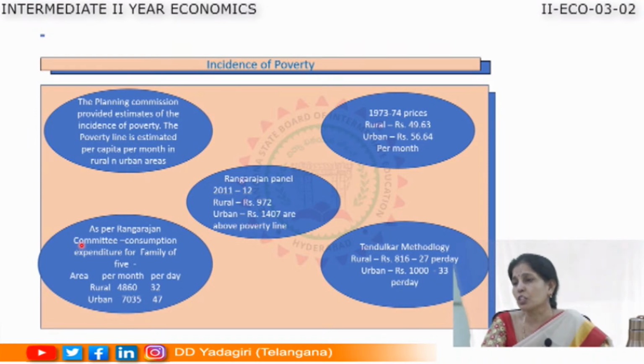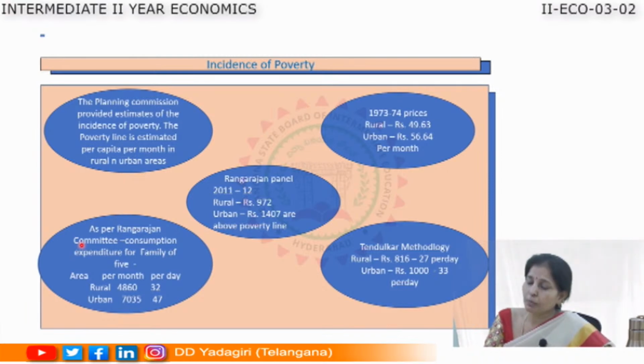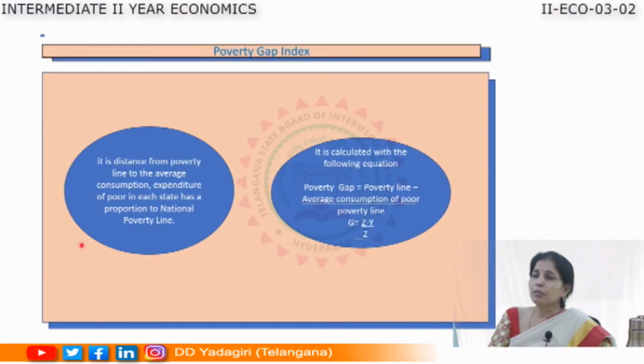According to the Tendulkar methodology, it is rupees 816 per month in rural areas and 27 per day in rural areas. It is 1,000 rupees in urban areas, and if it is considered per day, it is 33 rupees. If the people are not able to spend this much amount for their nutritious food, for their health, for basic needs for themselves, then they are below the poverty line, what we consider as absolute poverty. The next one is poverty gap.